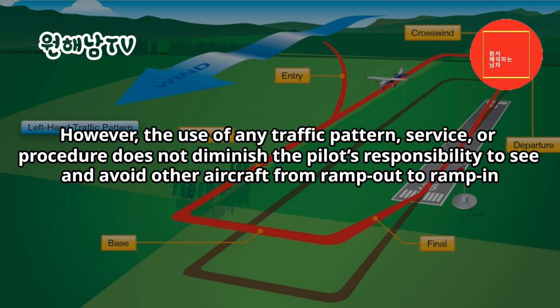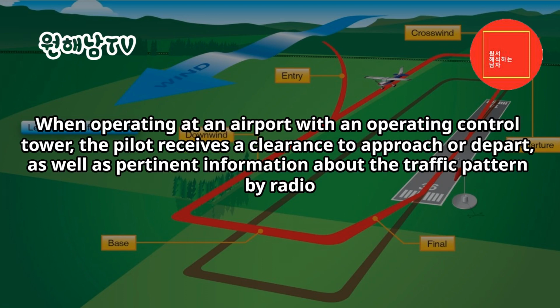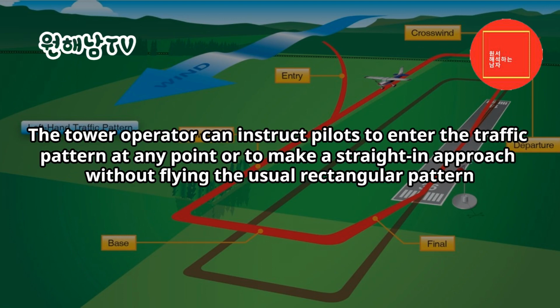However, the use of any traffic pattern, service, or procedure does not diminish the pilot's responsibility to see and avoid other aircraft from ramp out to ramp in. When operating at an airport with an operating control tower, the pilot receives a clearance to approach or depart, as well as pertinent information about the traffic pattern by radio. The tower operator can instruct pilots to enter the traffic pattern at any point or to make a straight-in approach without flying the usual rectangular pattern.